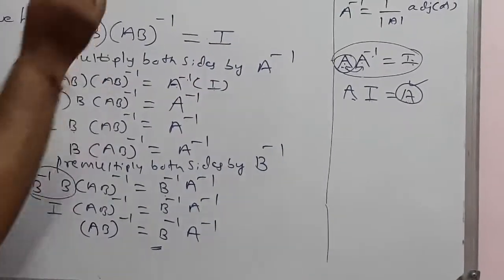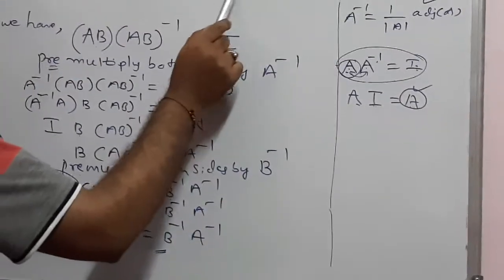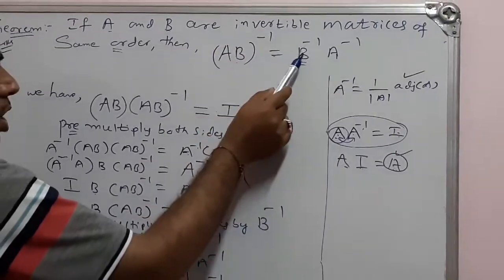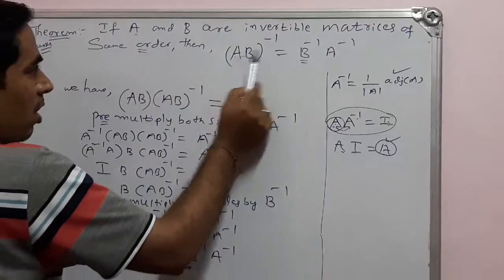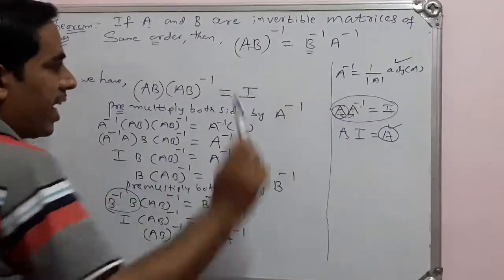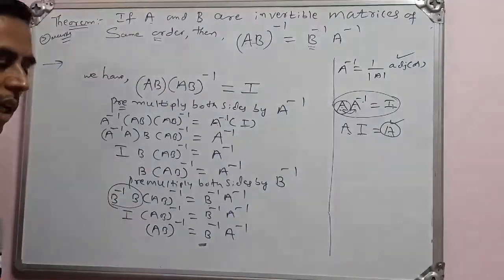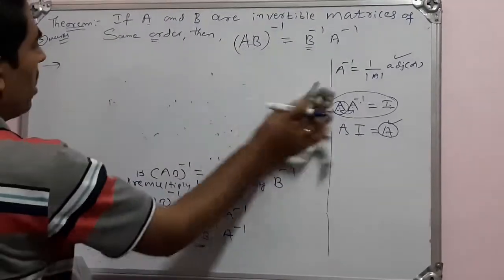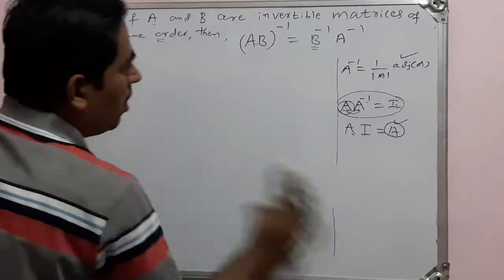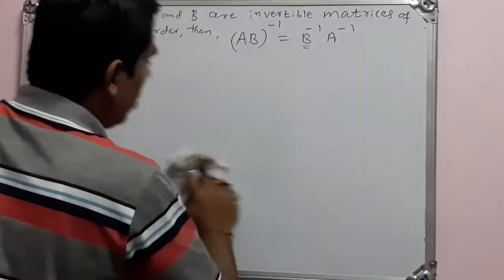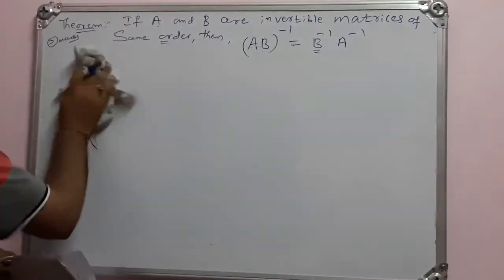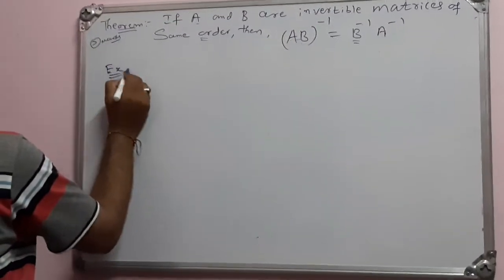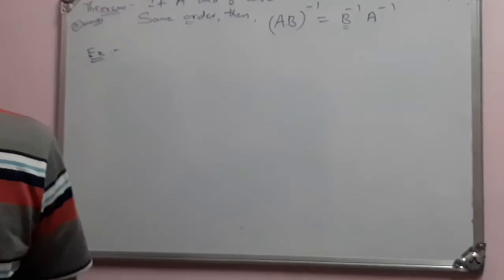Okay. So if A and B are invertible matrices, then we can consider the product. The inverse of the product is equal to the reverse order, B inverse into A inverse. So we can verify this property by taking one example here. Okay, this is the proof. Let us consider one example.